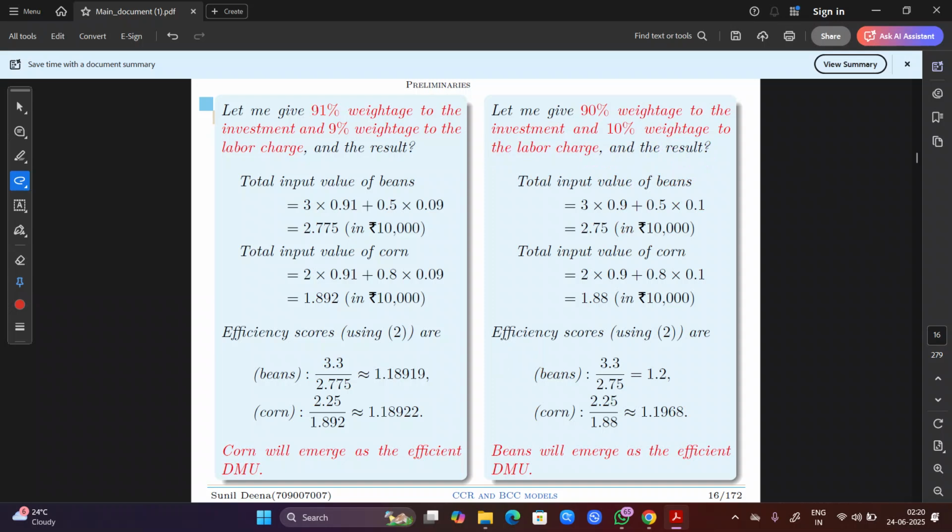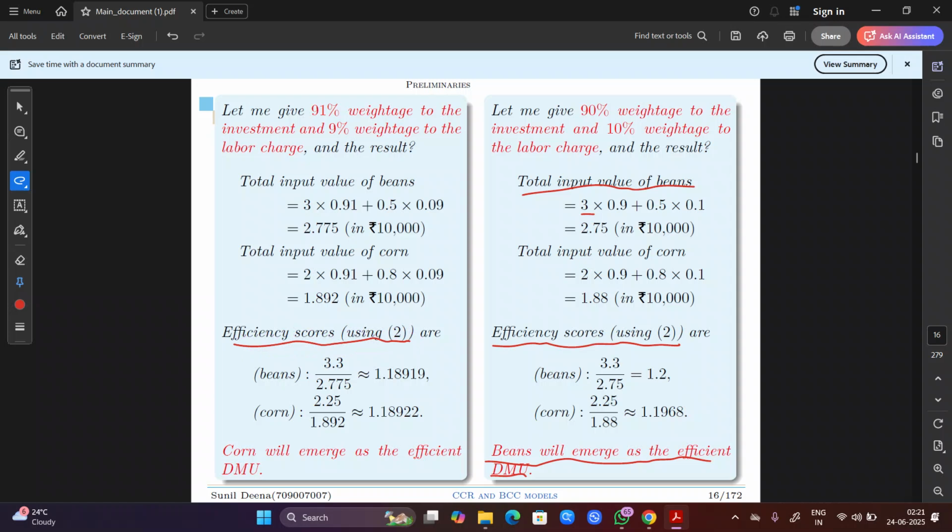Now the story changes, because I have decreased just 1%, and beans emerges as the efficient one. See the calculation: the total input value of beans equals 3 into 0.9, because we have given 90 percent weightage, and 0.1 because we have given 10% weightage. After the calculation, using the formula of efficiency score, using equation 2, here also using equation 2. In the case of 91 percent corn is efficient, but in the case of 90 percent beans is efficient.